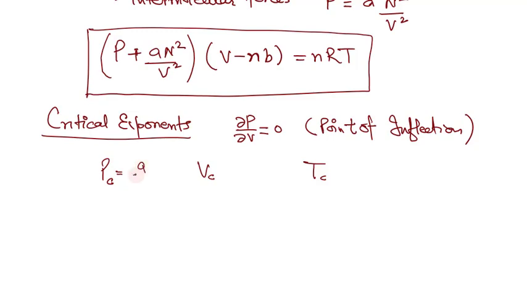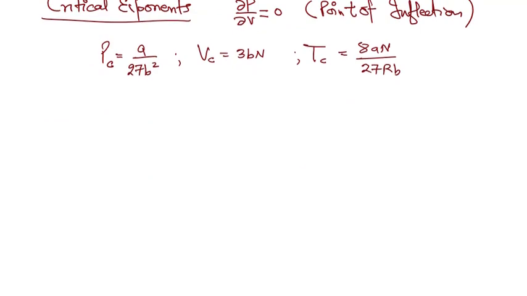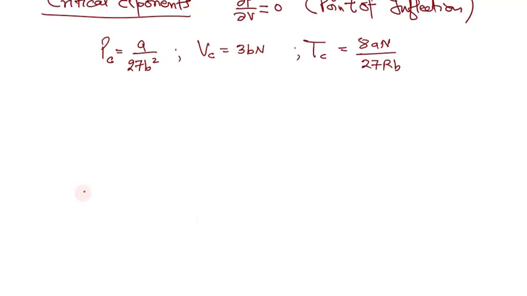This is a by 27 b square. This critical volume is 3bn. This critical temperature is 8a n by 27 R b. So remember this, because if you are preparing for the BHU and DU entrance examination, this is a very often asked question, so they just ask this question.